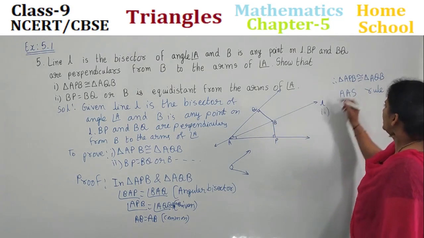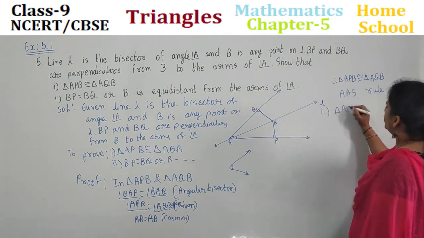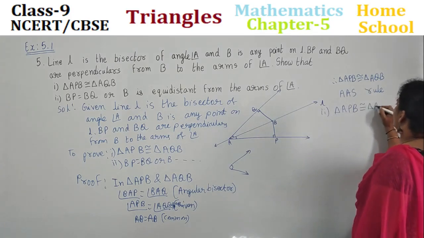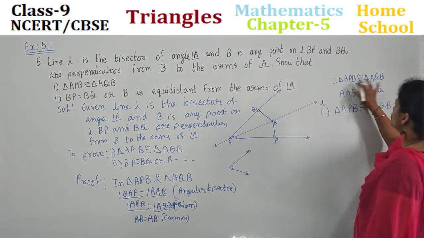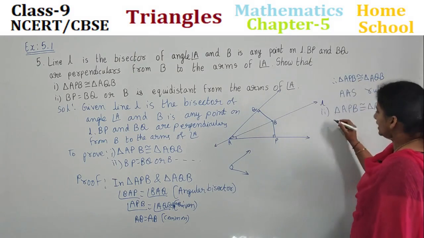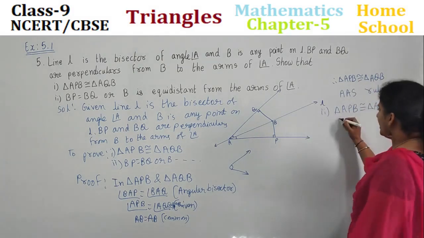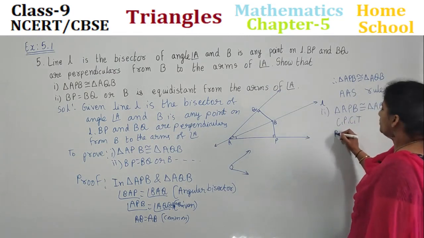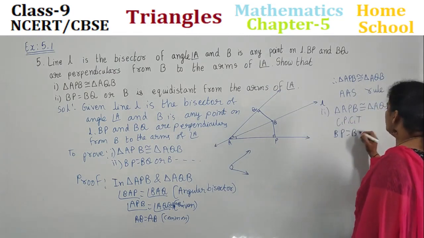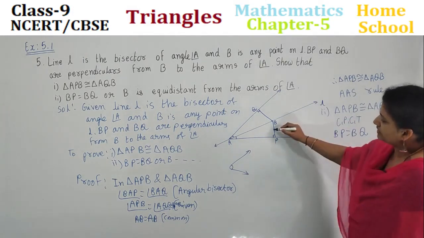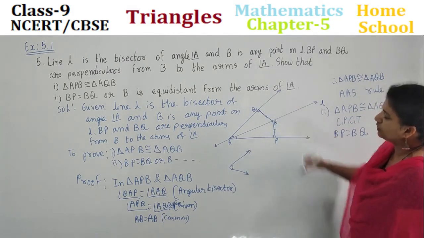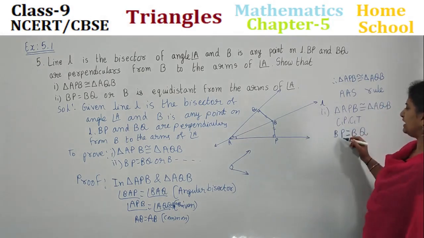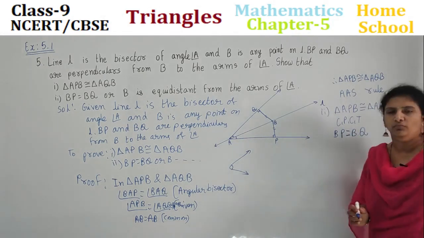Second one, we know that triangle APB is congruent to triangle AQB. If these two triangles are congruent, then what can we say here? By CPCT, I say that BP is equal to BQ. These two sides are equal. By CPCT, I can say that BP is equal to BQ.